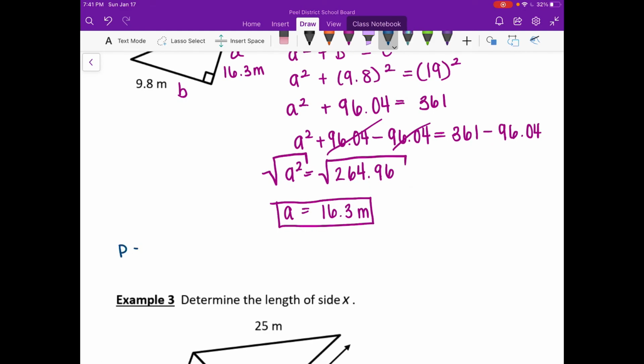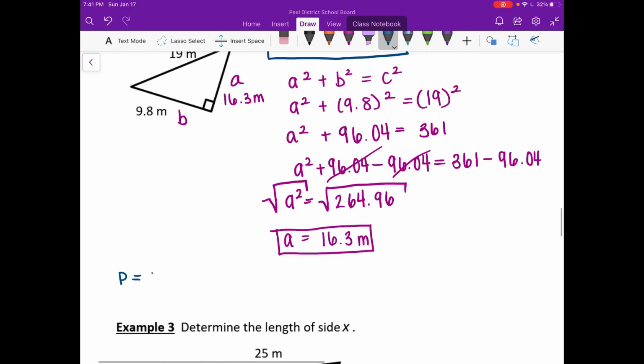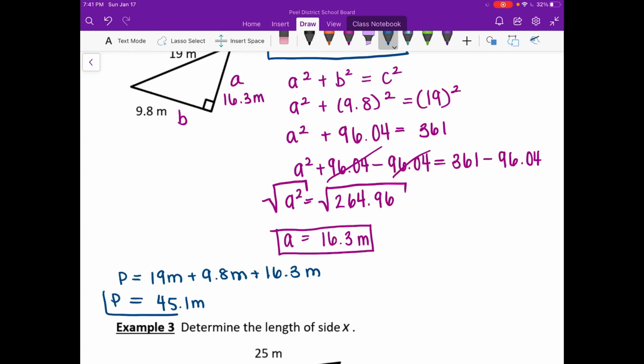Perimeter is equal to 19 meters plus 9.8 meters plus 16.3 meters. Let's just add all three of these together. So 19 plus 9.8 plus 16.3 is going to give me 45.1 meters. And that is my perimeter.